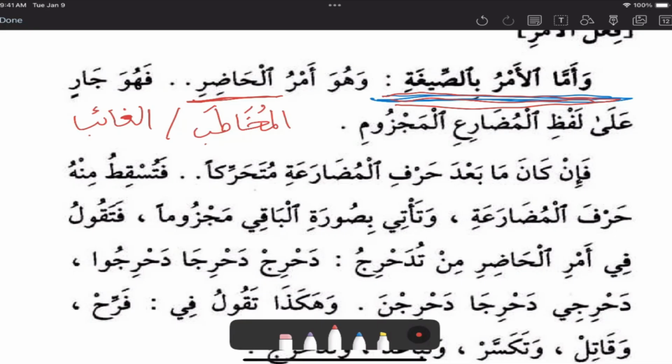فهو جار على لفظ المضارع المجزوم. So this is how you command the one you're speaking to. That's what we want to talk about today. Yani, this is the normal command. You might not think about the command in this way. Who are you speaking to? Or speaking about, or what? But this is the case.